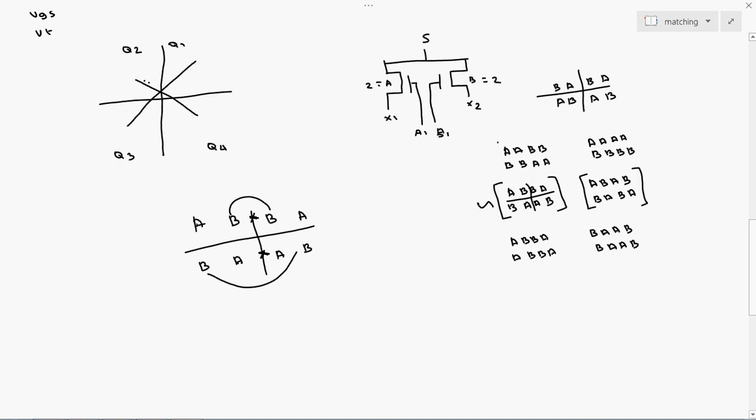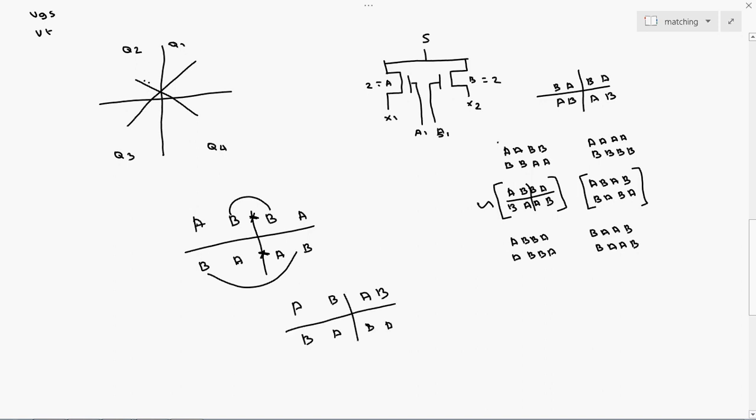And one more pattern we can go for: A, B, AB, AB, then BA, BA.